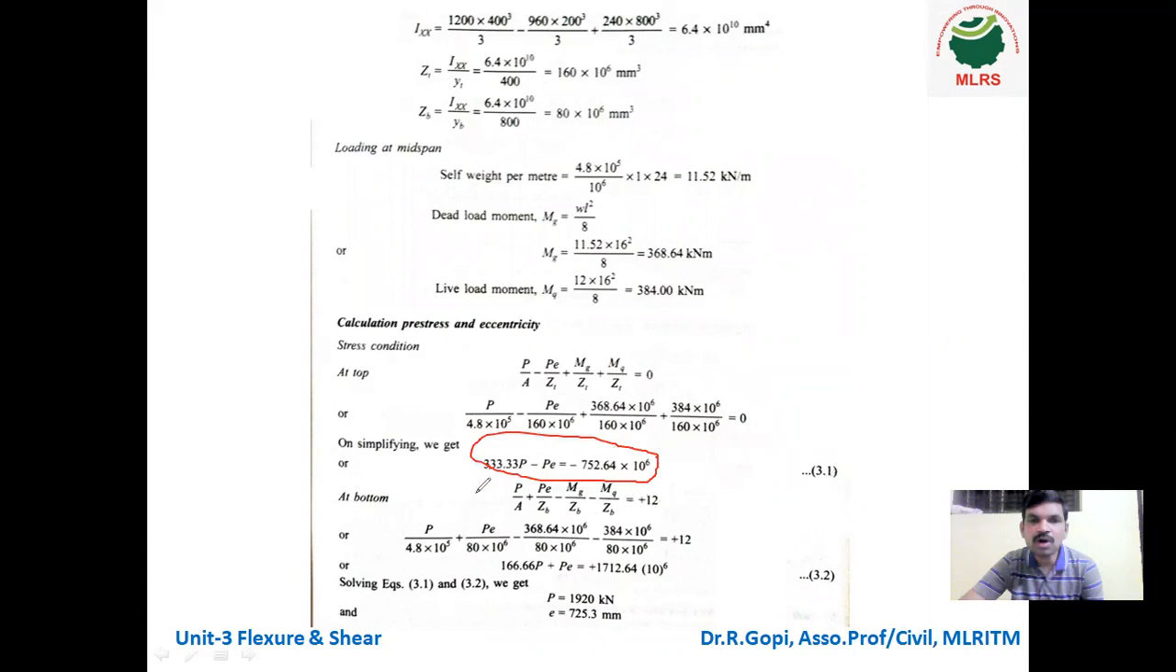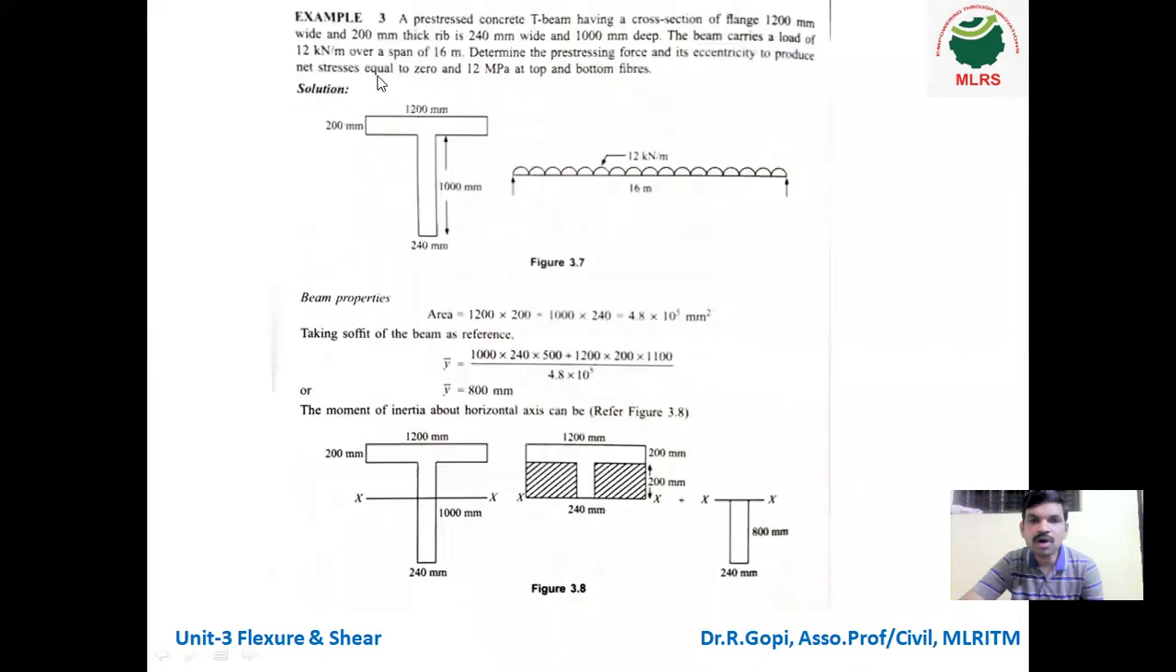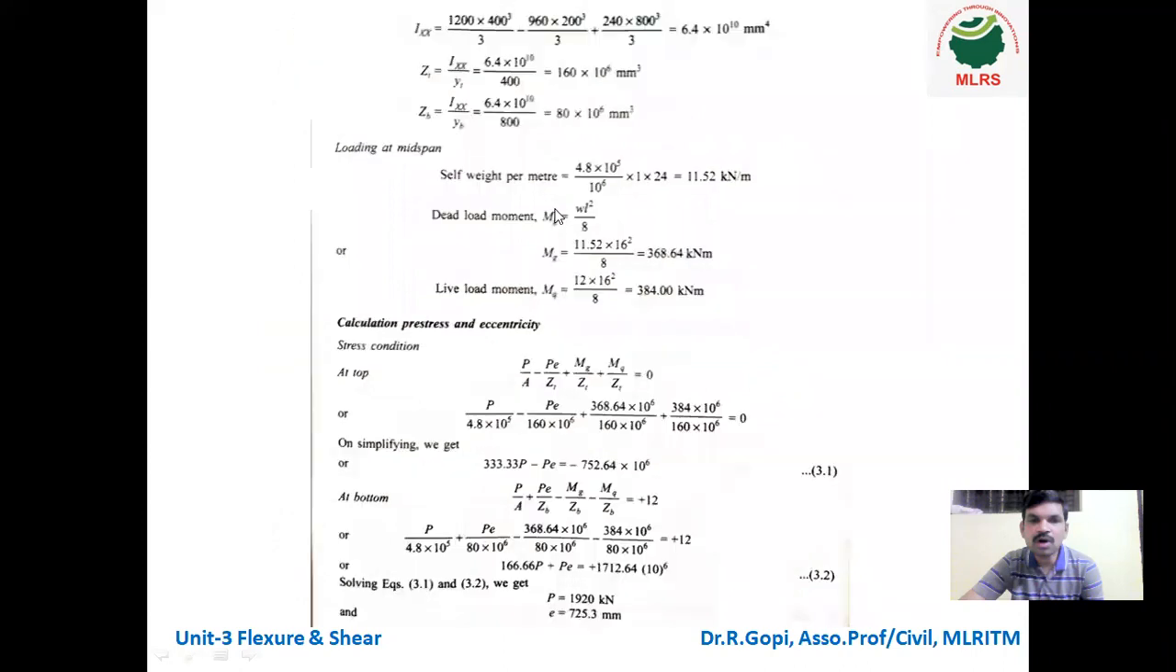At the bottom, the same formula: P by A plus PE divided by ZB minus mg divided by ZB minus mq divided by ZB is equal to 12. Why is it 12 and not 0? It is given in the question. Stress at top is 0, stress at bottom is 12. Under this condition, what is the prestressing force? You can see in the question: determine the prestressing force and its eccentricity to produce net stress equal to 0 and 12 MPa at the top and bottom fiber.